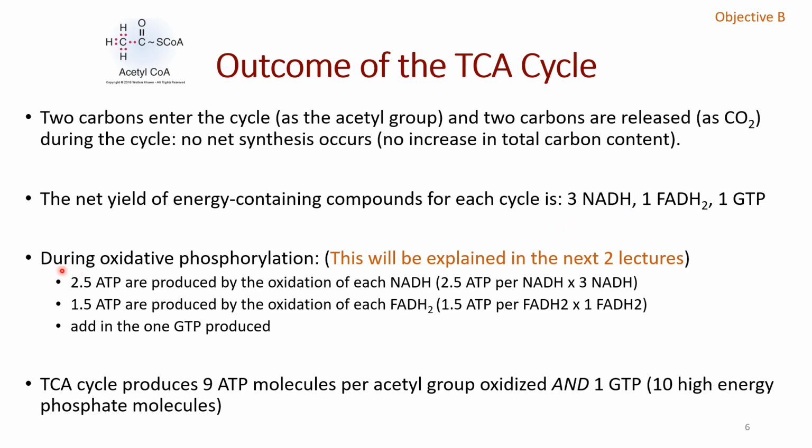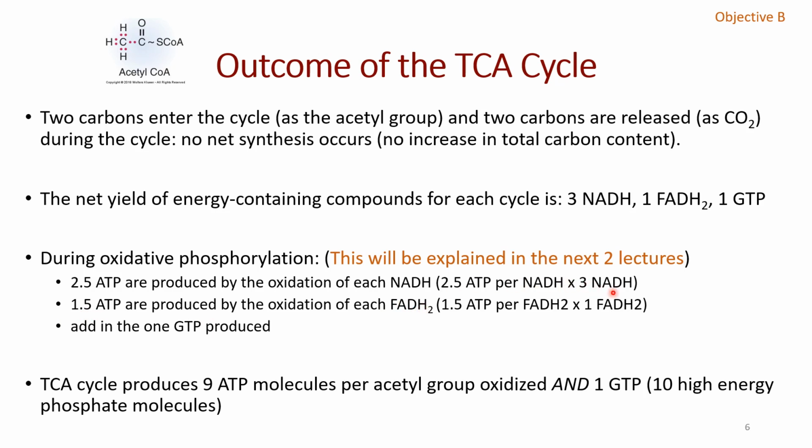And then we mentioned before that these reduced cofactors will then interact with the electron transport chain and lead to the production of ATP. So during oxidative phosphorylation, which is the function of the electron transport chain, and then ATP synthesis by the ATP synthase, we know that 2.5 moles of ATP are produced for every mole of NADH. We know that 1.5 moles of ATP are produced for every 1 mole of FADH2.